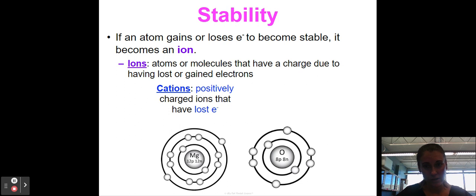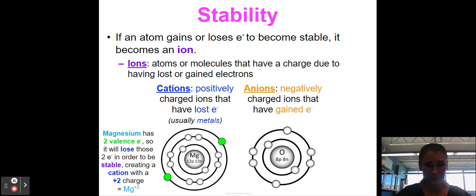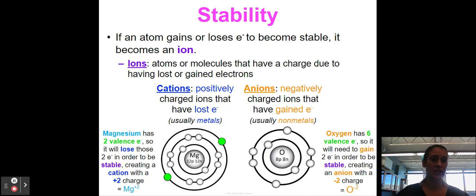The nucleus stays the same. It's just all about the electron. Cations are positively charged ions that have lost electrons. These are usually metals. For example, magnesium has 2 valence electrons, so it will lose 2 electrons and it becomes a 2+ charge, and it becomes the magnesium cation. Anions are the opposite. They're negatively charged ions that have gained electrons. These are usually nonmetals. For example, oxygen has 6 valence electrons, so it's going to gain 2 to become stable, creating a 2- charge, which then makes oxygen the oxide anion.